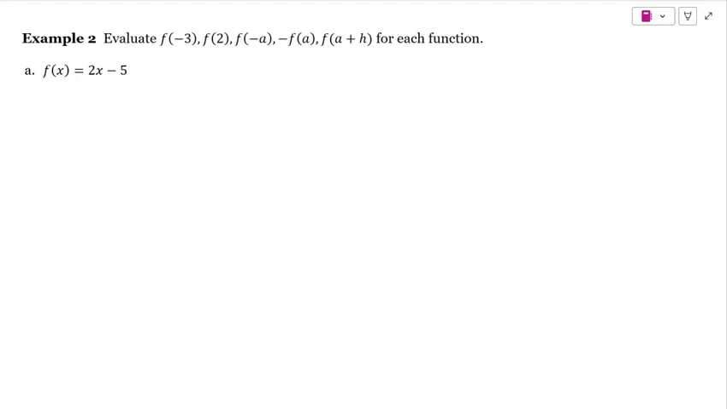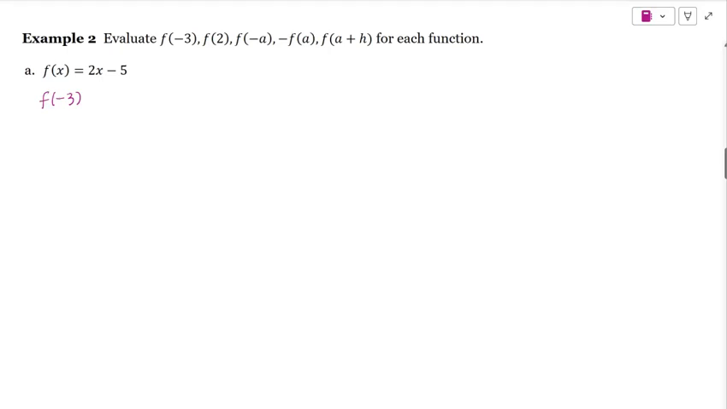When we know that something is a function, we often want to evaluate it, meaning take a particular input value, plug it into the function, and find out what its corresponding output value is. For these examples, we're going to find f of -3, f of 2, f of -a, negative f of a, and f of a plus h. Let's start by finding f of -3.